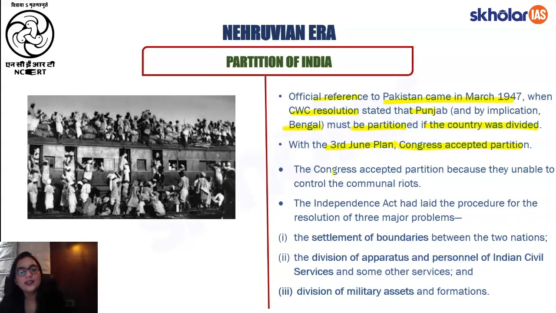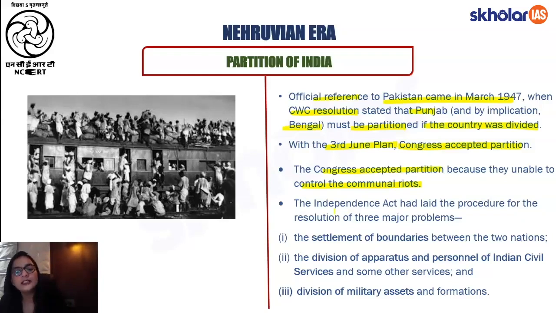The first reason was that Congress had accepted partition because they were unable to control the communal riots that were happening in our country. So students, there were terrible communal riots happening in our country. A lot of violence was happening, because of which the situation was absolutely uncontrollable, and that is why Congress had to accept the demand of Muslim League, that is partition.